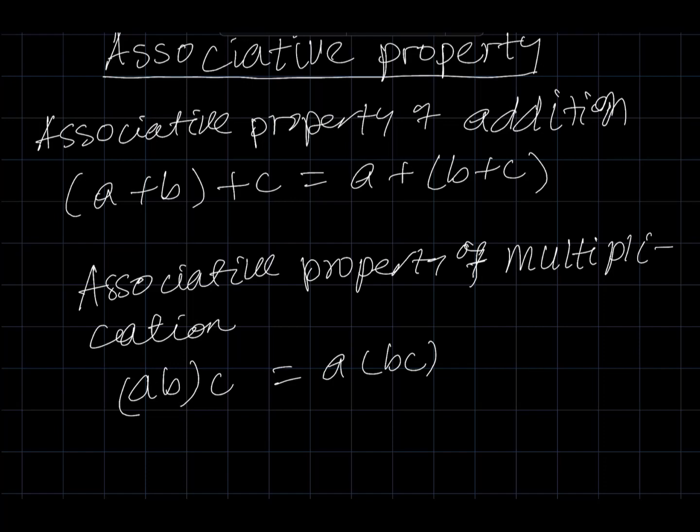Similarly, the associative property of multiplication tells us that it does not matter if we first multiply a by b and then multiply the result by c, or if we first multiply b by c and then multiply that result by a. We will get the same answer both ways.